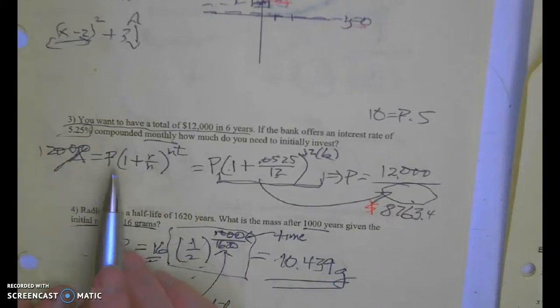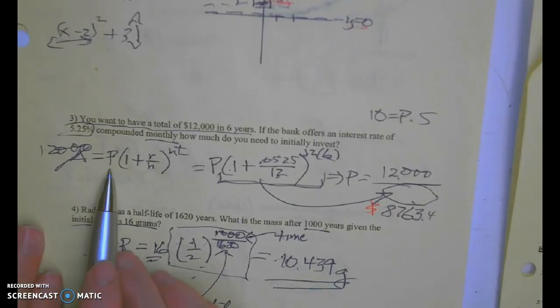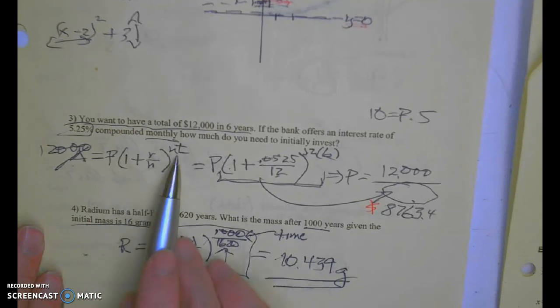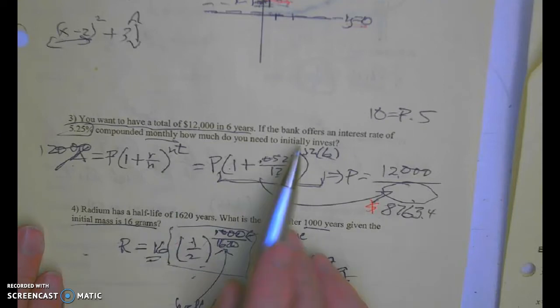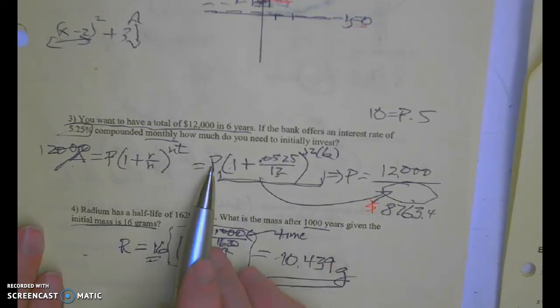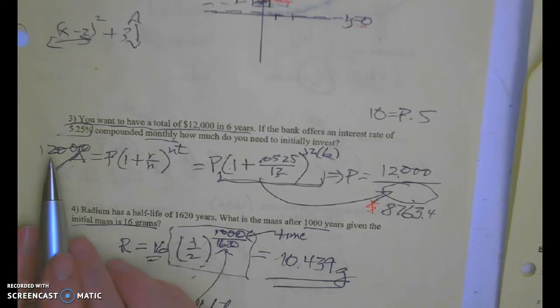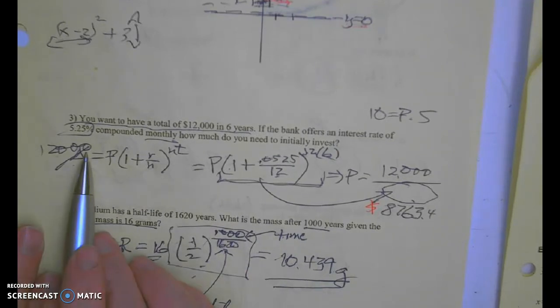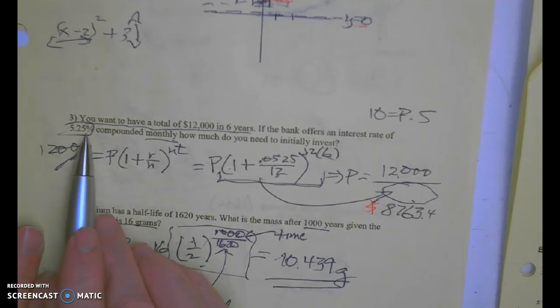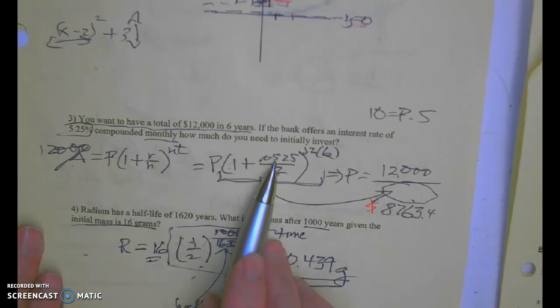For number 3, the generic equation I needed was A equals P times (1 plus R over N) to the NT power. In this case, we're trying to figure out what I initially have to invest. That's letter P, so I'm trying to figure out P. I also know that I had $12,000 after 6 years. That 6 is going to appear as my time right there. I also know the interest rate. It is 5.25%, but I always express it as a decimal.